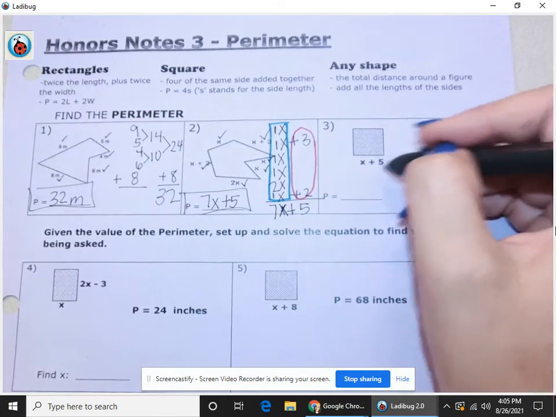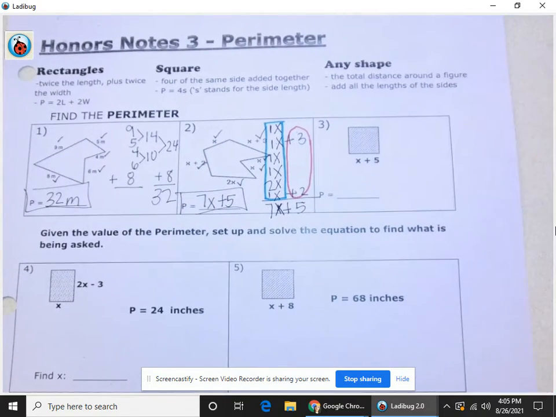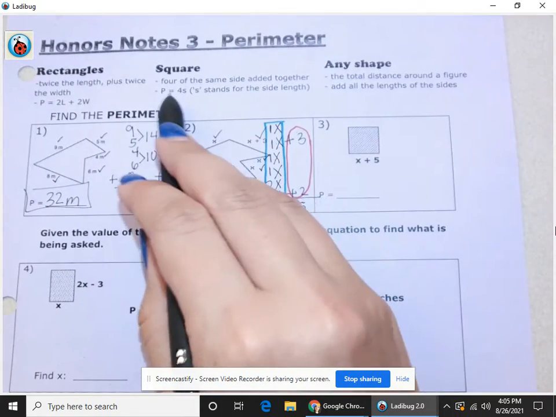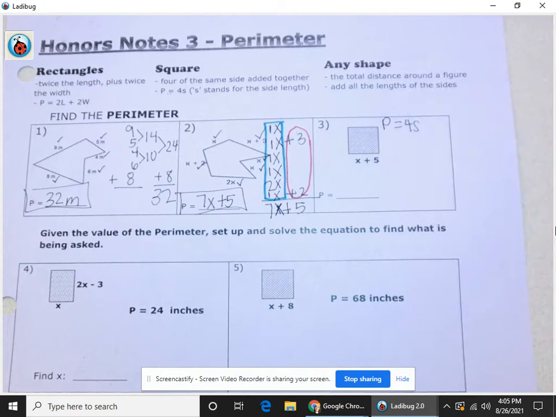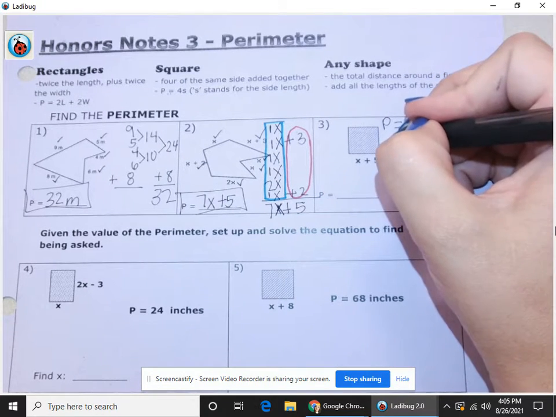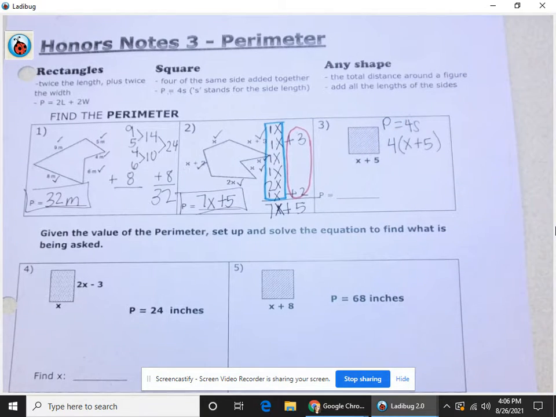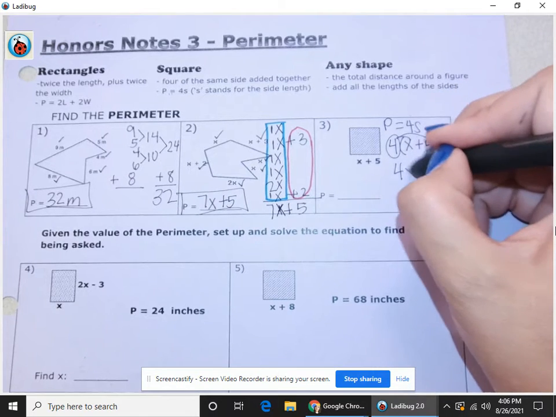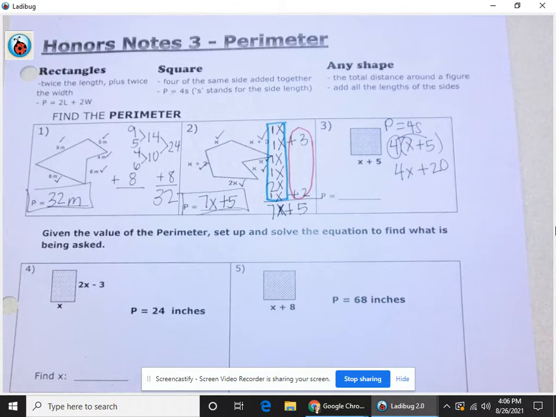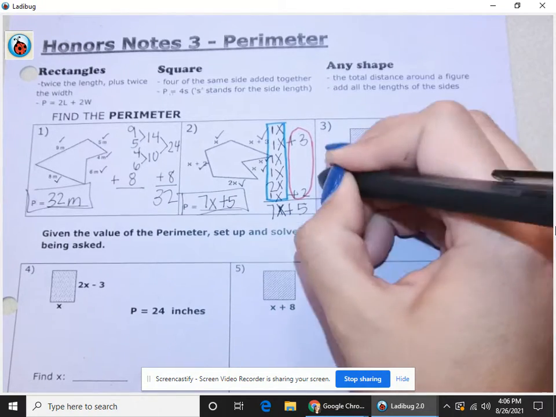When I look at number 3, I can do the same thing like I did on number 2 and just add up all the sides. Or I could use the perimeter formula of P equals 4S. And I could say that 4 times my side length, which is x plus 5, I'm going to distribute my 4 to x and 5, which equals 20, to get 4x plus 20.